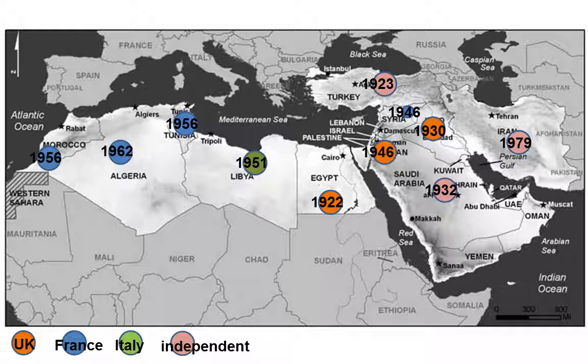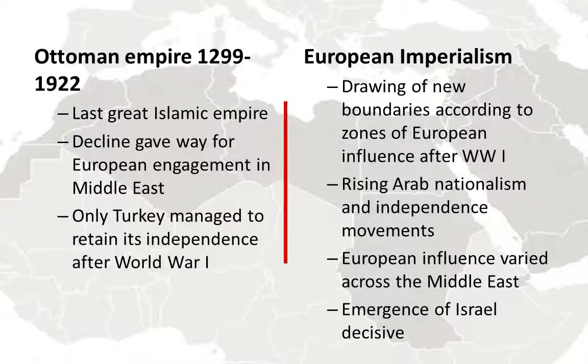However, it is important to keep in mind that the emergence of Israel is quite decisive when it comes to the history of the modern Middle East, and also reflects much of what I just said about the influence of the UK and France and the drawing of artificial boundaries.